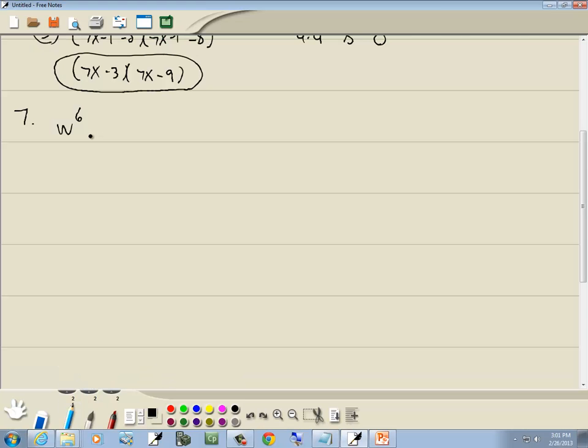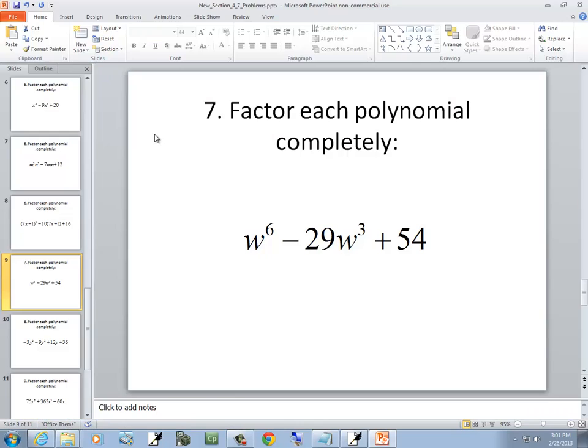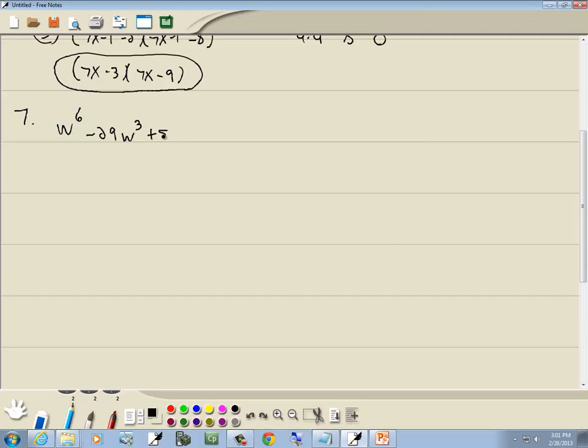W to the 6th minus 29 W to the 3rd plus 54. Okay, u-substitution again. We can take the variable part of the middle, which is W to the 3rd, and raise it to the 2nd power, and again, when you raise an exponent to another exponent, you multiply them together. 3 times 2 is 6. And that gave us the variable part of the first. That's when you can do the u-substitution.